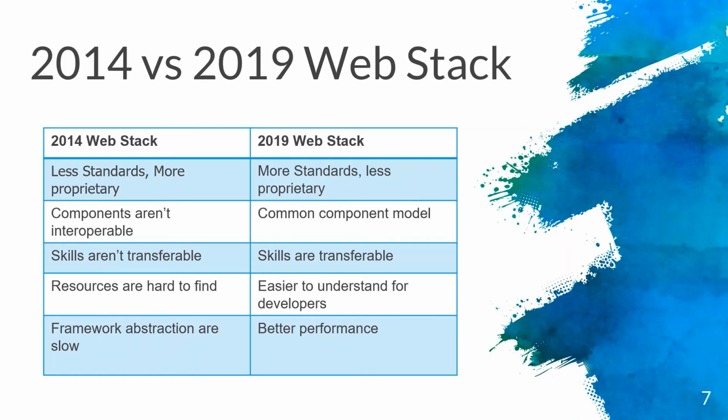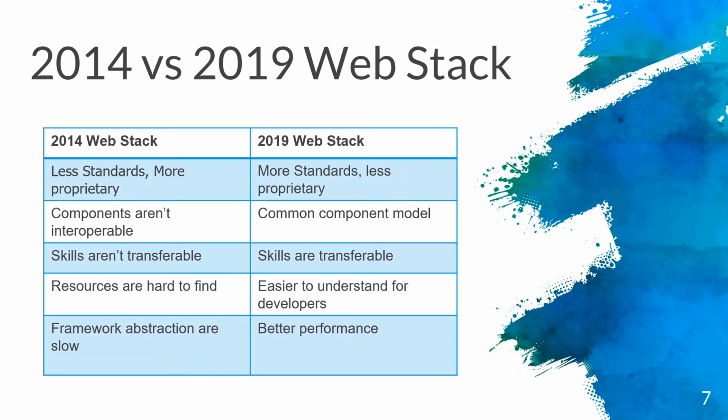In the 2014 web stack, components are not interoperable, meaning a component developed using one framework can't interoperate with a component developed using another framework. The reason was that most of the elements required for the development of these components were proprietary. For example, we can't take an Angular component and bring it to Aura or vice versa. But in the 2019 web stack, we have a common component model and most of the key elements are now part of the web standards, which makes components interoperable. Now we can take advantage of the 2019 web stack and take an Angular component and bring it to a Lightning Web Component or vice versa.